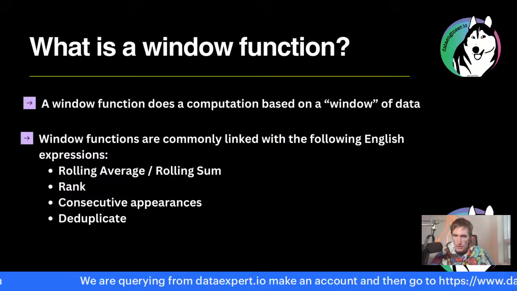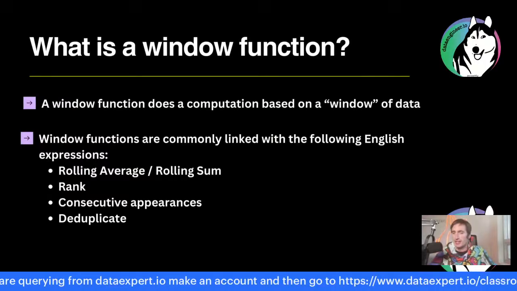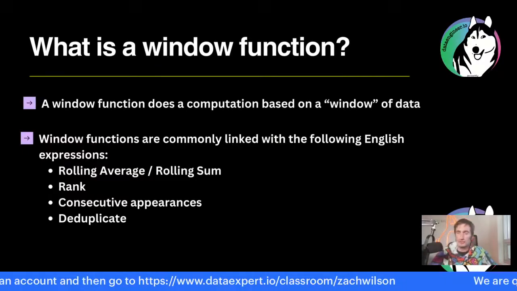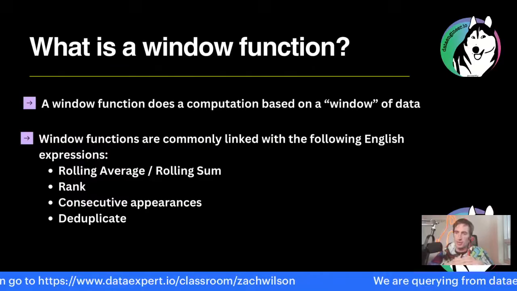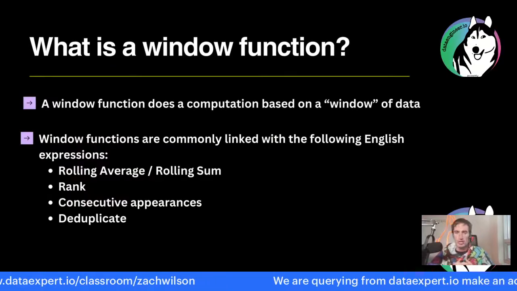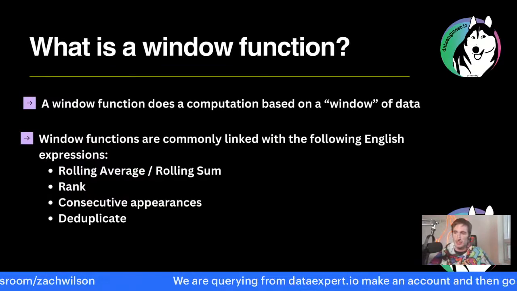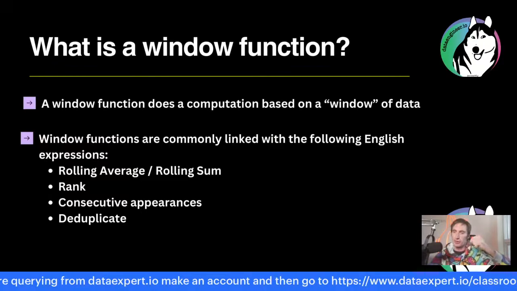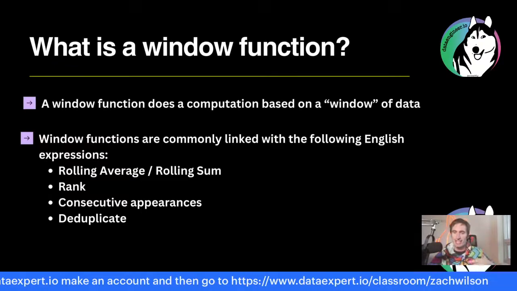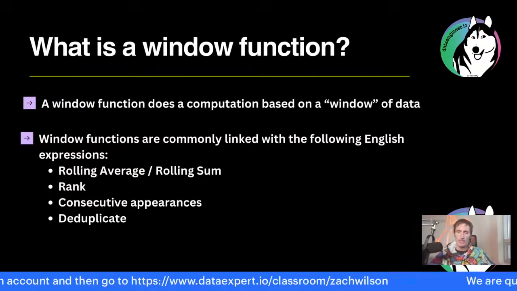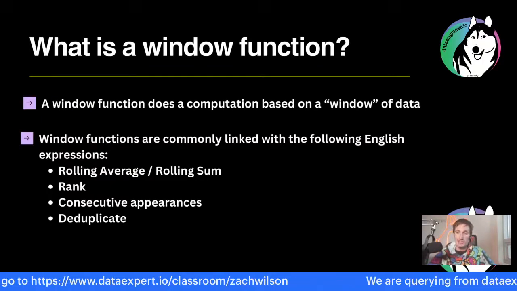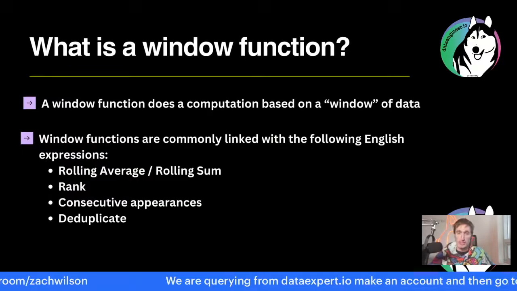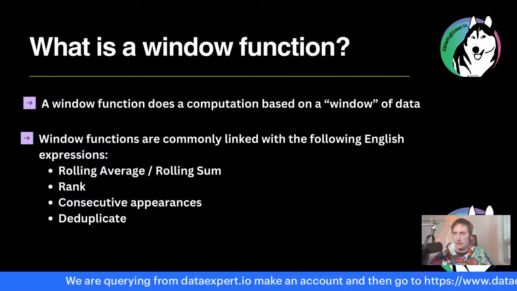So window functions are commonly linked with the following English expressions. We have rolling. So these are the key words that when you're in a SQL interview, these are the words that you should be thinking, oh, I need to use a window function. If you hear the word rolling, you hear the word rank, you hear the word consecutive, you hear the word deduplicate. Those are very, very common words that should tip you off like, hey, I should use a window function here. And these are going to be all the time, right?